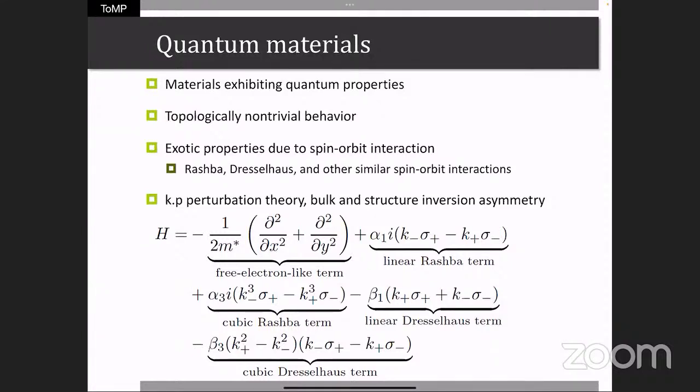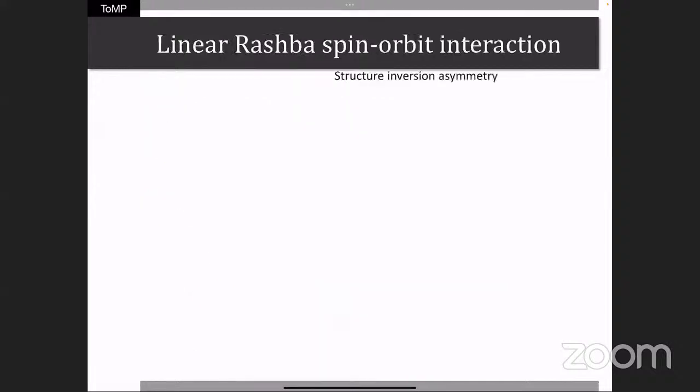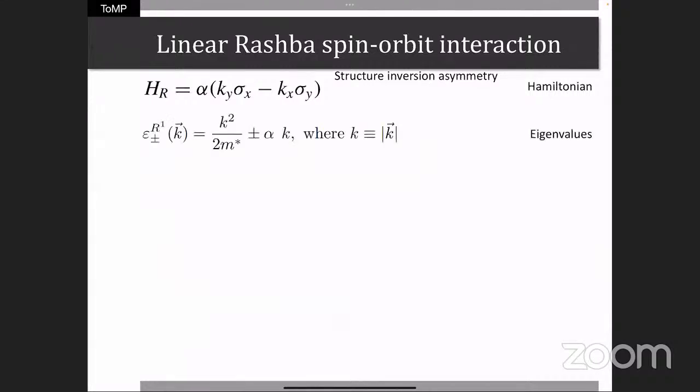And if we solve this kind of a model, I don't want to solve everything together, just parts of it, then what do we get? If we consider only structure inversion asymmetry, and only the linear in K terms, we get this kind of a Hamiltonian where the eigenvalues look like this, considering H naught in it. And the eigenstates look like this.